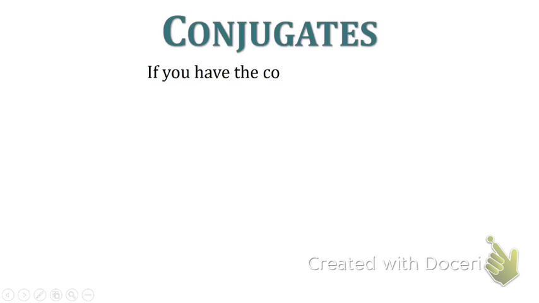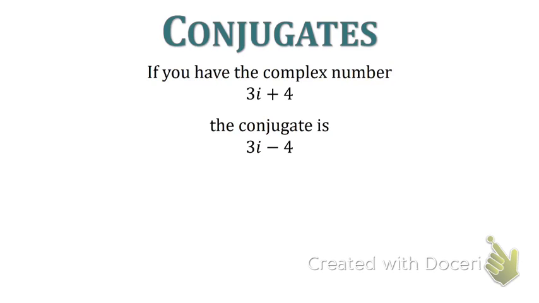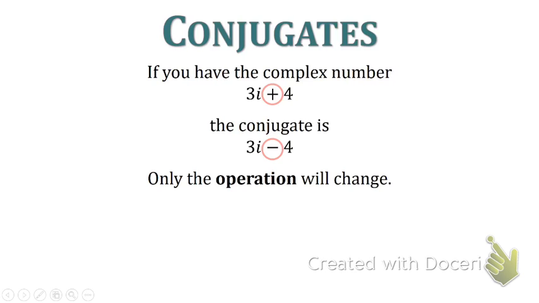Conjugates. Sometimes we have to use conjugates to simplify a problem. If you have the complex number 3i plus 4, your conjugate is going to be 3i minus 4. So let's notice that in the 3i plus 4 we have a plus, and in the conjugate we have a minus. So the only thing that's going to change is the operation. Nothing else, just the operation. So let's put this to practice.